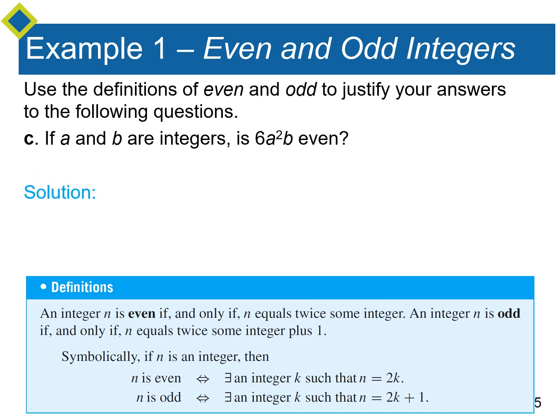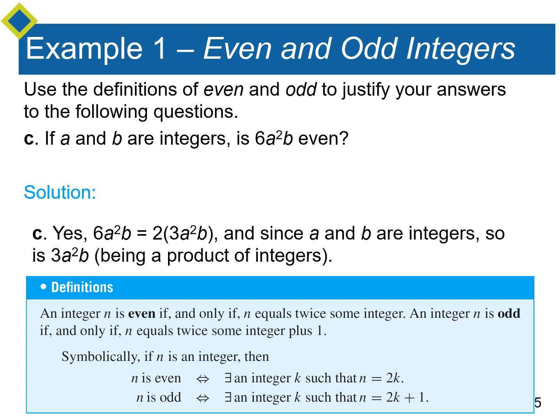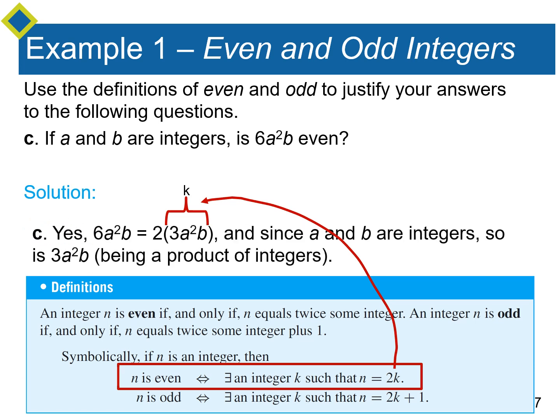How about C? If a and b are integers, is 2a squared b even? The same way, we use this theorem. So we can write it like this: 2 times 3a squared b. So this is a k. We use this theorem, so it's true.